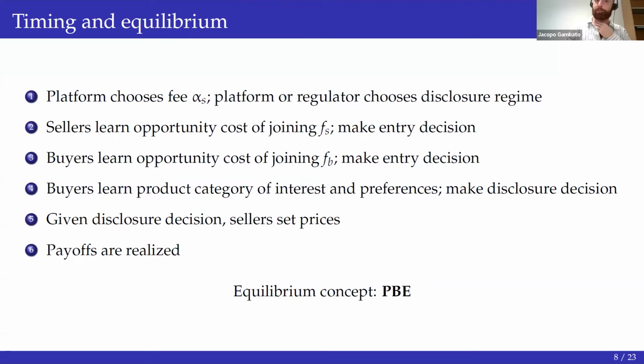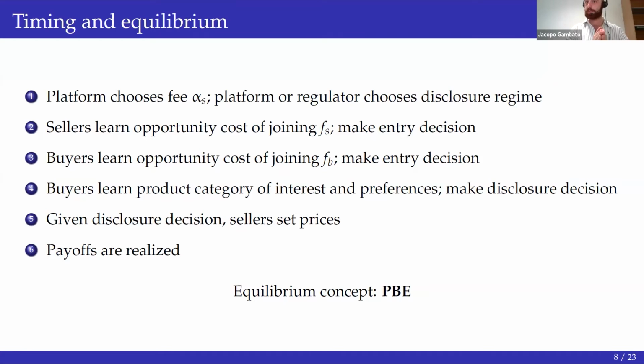The platform first chooses the fee, and either the platform or the regulator selects the disclosure regime active on the platform itself. The sellers learn the opportunity cost and then enter. Buyers do the same and then decide whether to enter or not. After entering, the buyers learn their product category of interest and their preferences, and they make their disclosure choices. And given these disclosure choices, prices are set, profits are realized.